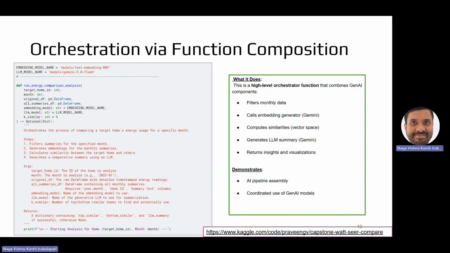Now, putting it all together, this is the orchestration via function decomposition. So here we have all the steps. First we filter with the monthly data, then we call the embeddings, and then we compute the cosine similarities, we generate the summaries, and then we return the insights and visualizations. So it can be illustrated in a very pipeline fashion as well.